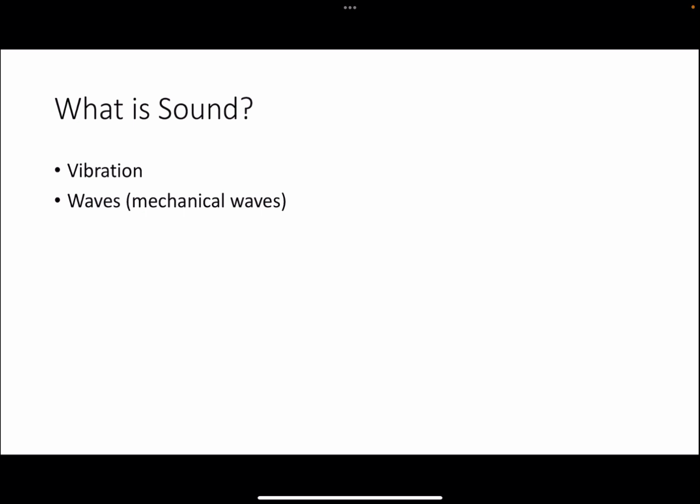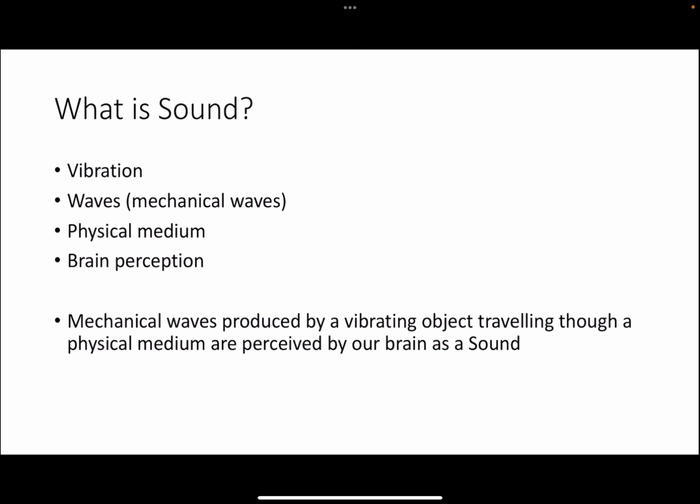As that object vibrates, it creates waves, and they are mechanical waves, and it is a physical process, as those waves travel through a physical medium, which can be solid, it can be water, it can be air, or anything else. And of course, at some point, those waves arrive to our brain, and they are perceived therefore as a sound. So mechanical waves produced by a vibrating object traveling through a physical medium are perceived by our brain as a sound.